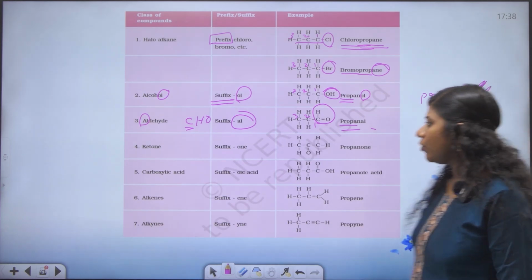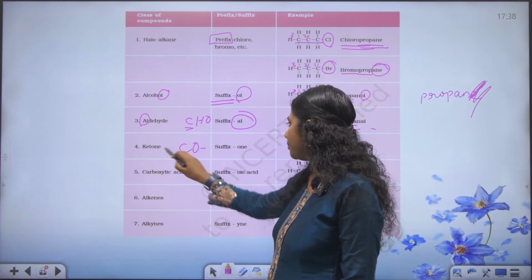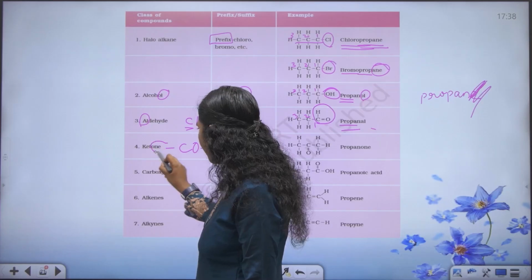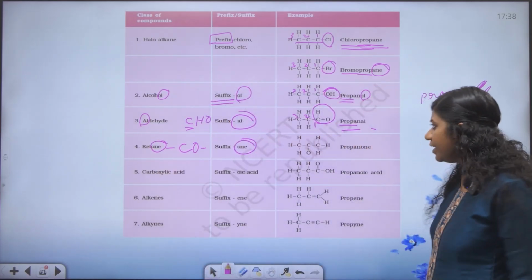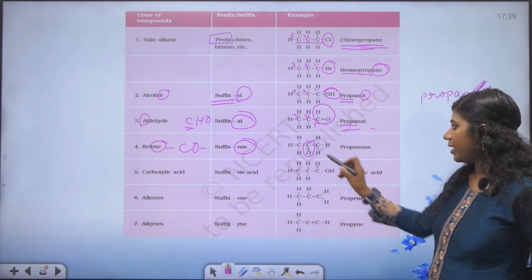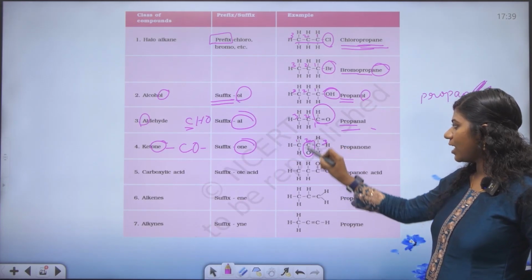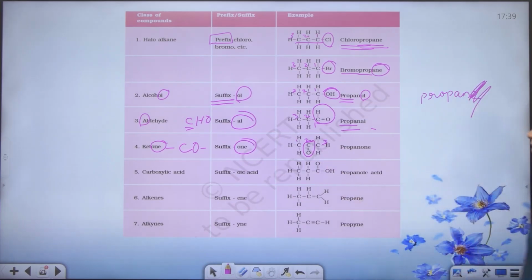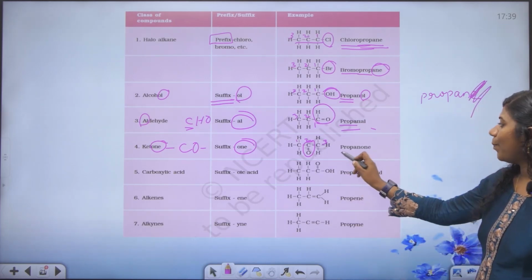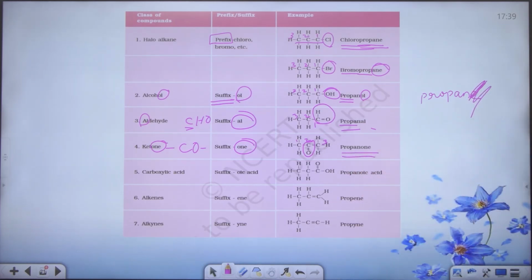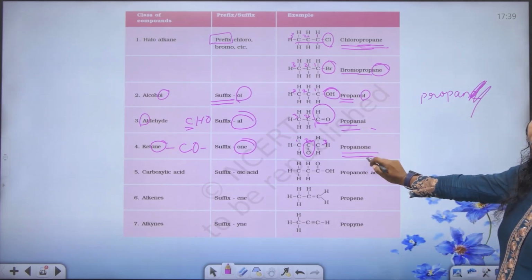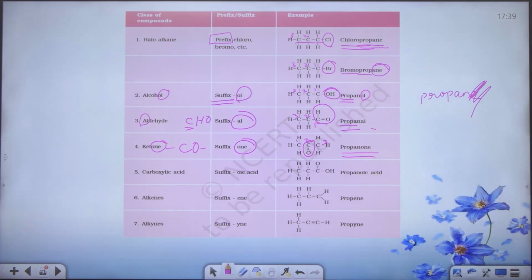The next functional group is ketone. Ketone is a CO group. Used as the suffix -one. Here, this is the keto group, CO group. Count the number of carbon atoms: 1, 2, 3. The second carbon atom is a keto group. Total number of carbon atoms 3. That means prop and the name ends with -one, propanone. Instead of propane, you write propanone because the CO group is there.